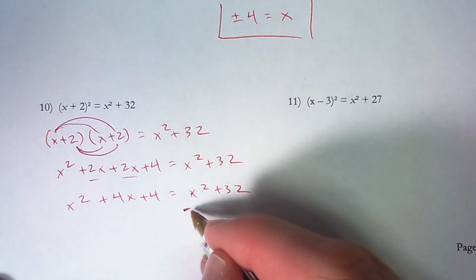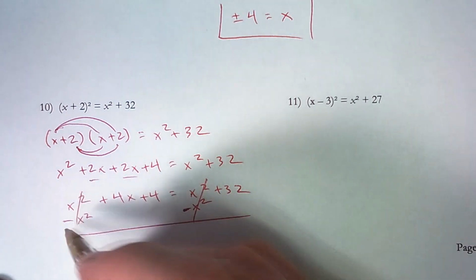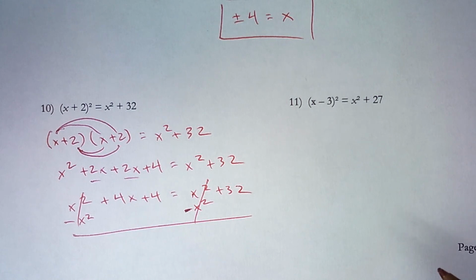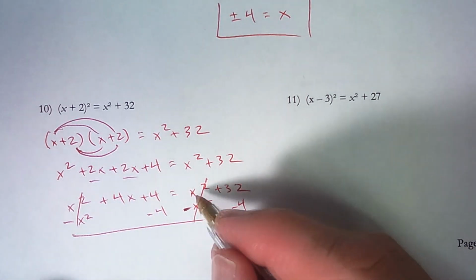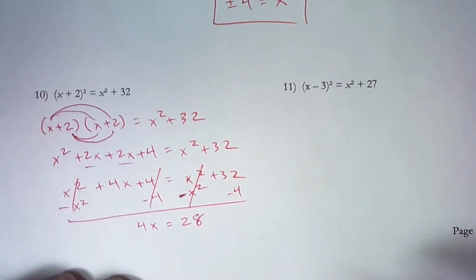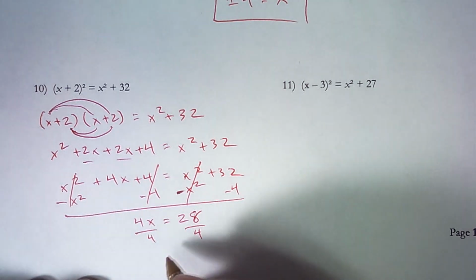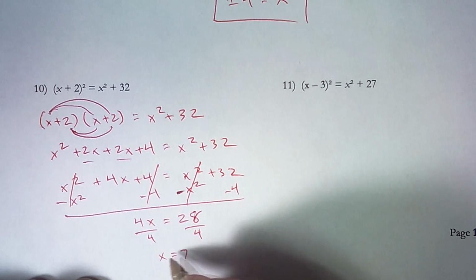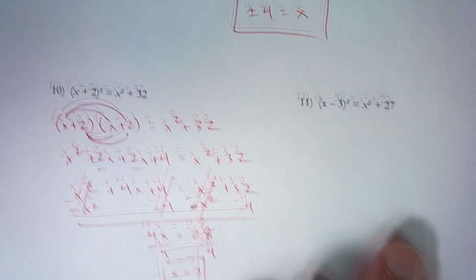Okay, now let's subtract x squared from both sides, and we'll notice that it actually cancels on both sides. So the x squared terms are just all gone. So in this same step, let's do -4 on both sides. So I get 4x equals 28. And then I divide by 4. And 28 divided by 4 is 7. Okay, with that we will move on to page 2.